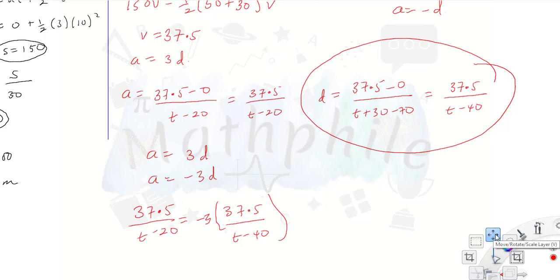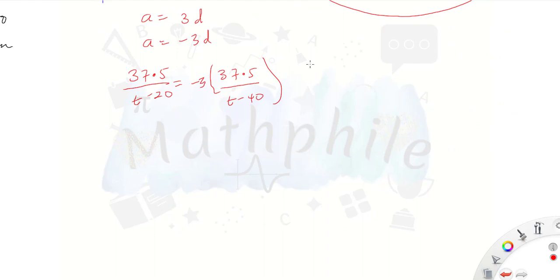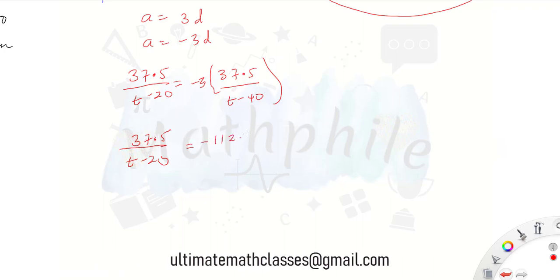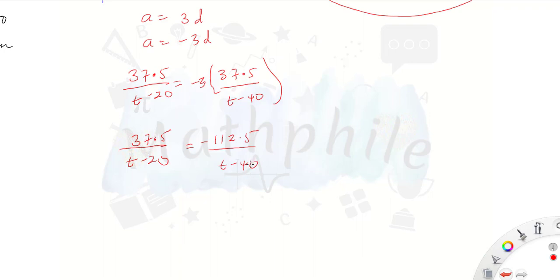Okay, so let's solve it bit by bit. The first thing I want to do is to expand the bracket. So 37.5 over t minus 20. What is negative 3 times 37.5? Yes, it's negative 112.5, over t minus 40. So from there, I can cross multiply. That's 37.5 times t minus 40 is equal to negative 112.5 times t minus 20.